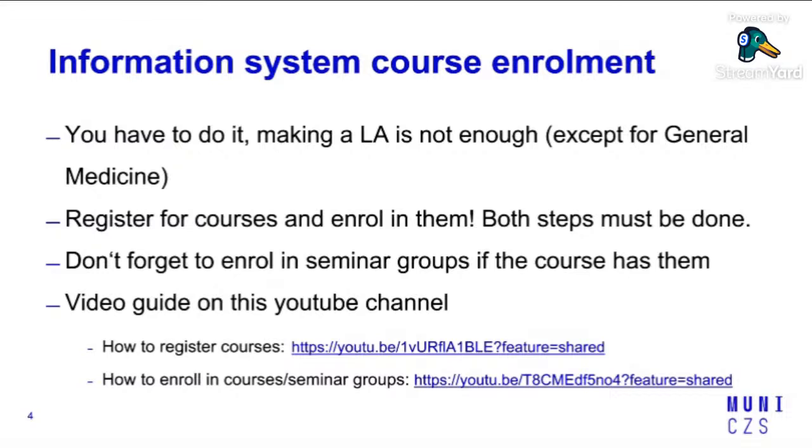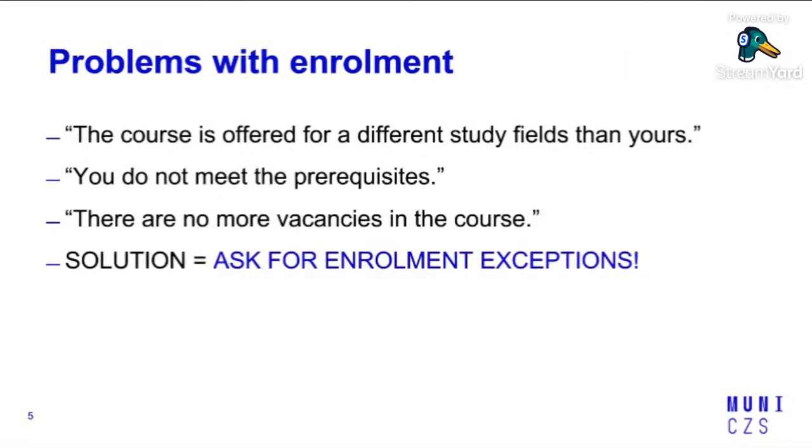Next week, on Monday, September 18th, at 5 p.m., the period called Course Enrollment Changes starts. During this period, you are allowed to make any additional changes in courses. Most of you face problems when registering and enrolling in courses. There are 3 common issues that may occur. The first: the course is offered for a different study field than yours. The system is not able to recognize what you study at your home university, so the system is not able to let you enroll in the course. However, there is a solution.